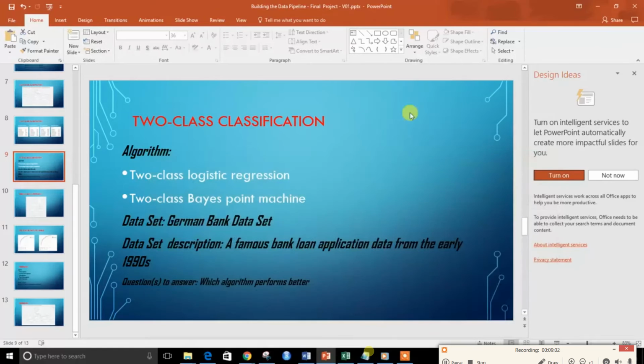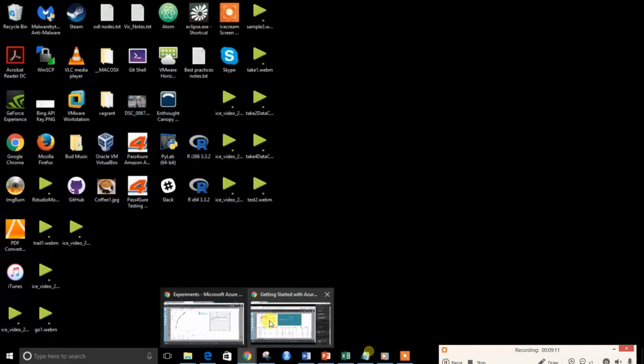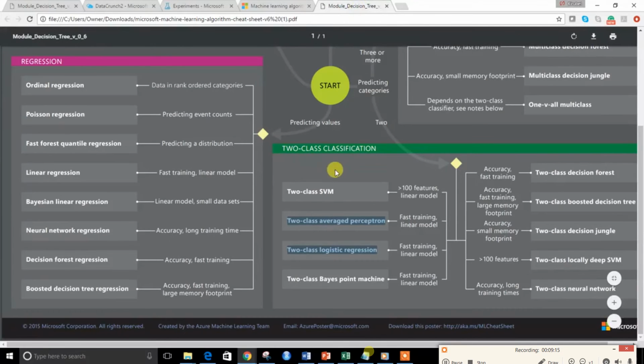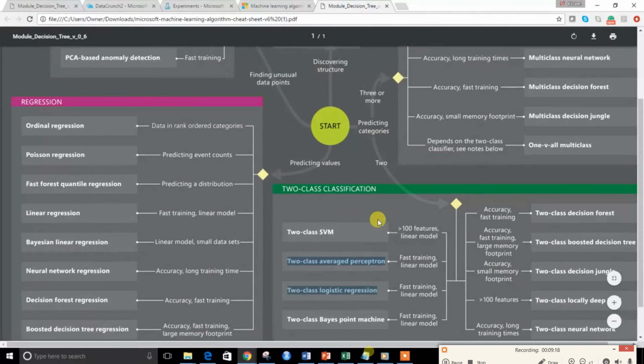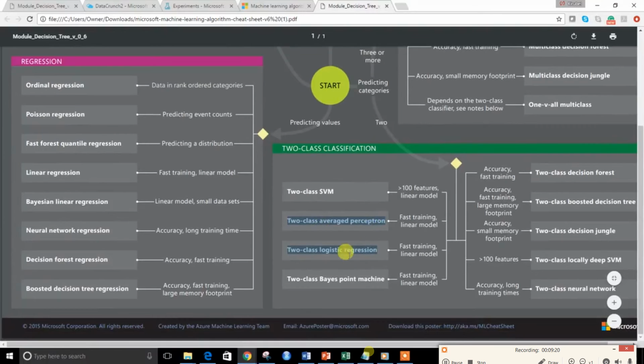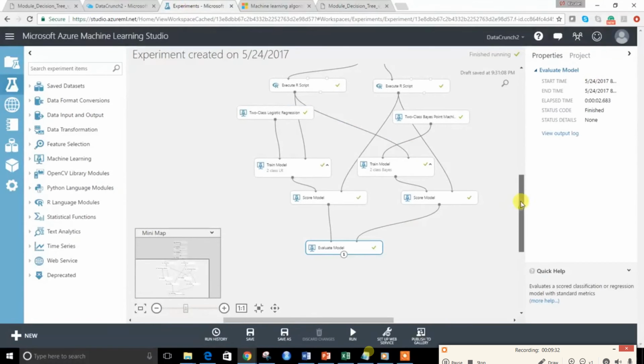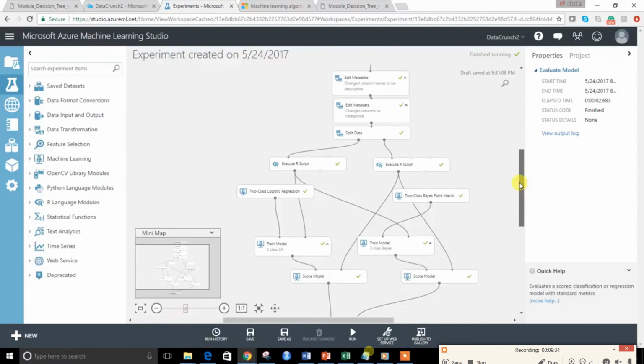We will be comparing two machine learning algorithms, two-class logistic regression and two-class Bayes point machine. We came to this decision by following the Azure machine learning cheat sheet, and we eventually decided that these two would be more appropriate for this kind of dataset. Now I will show the Azure workspace.